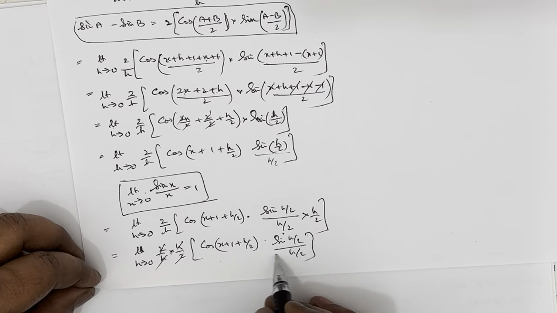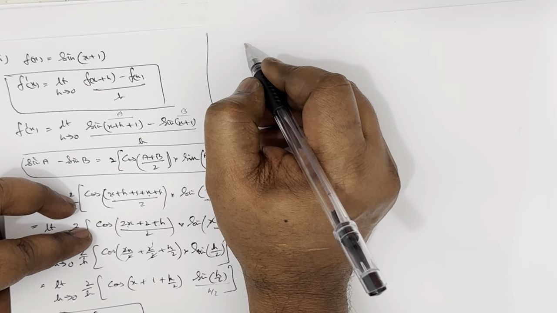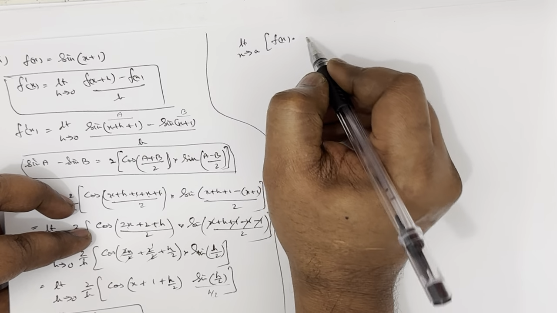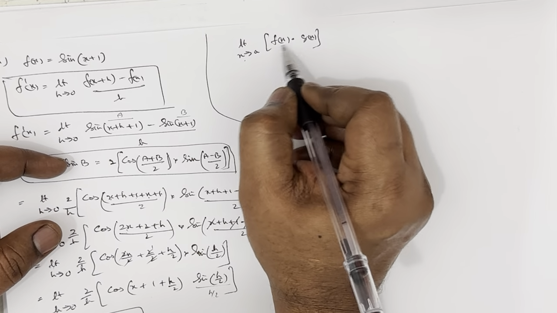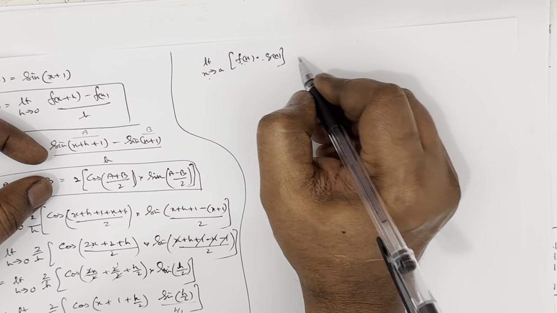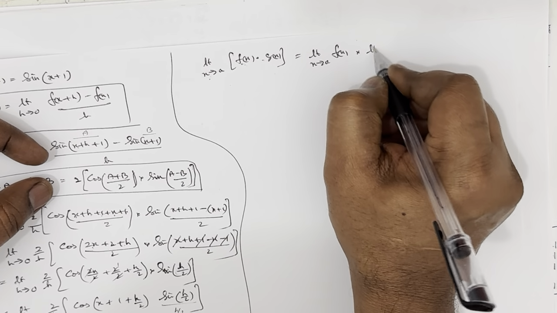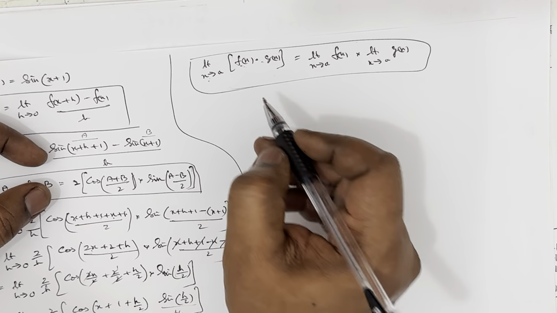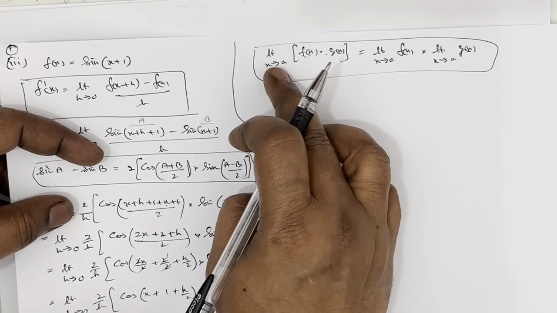Now you see these are two functions. Okay, so again we have a property, a theorem in the limits, algebra of limits, that is limit x tends to a of f of x multiplied by g of x. If two functions are multiplied, this is called the limit product rule. Okay, the limit can be distributed to the two functions, that is limit x tends to a f of x multiplied by limit x tends to a g of x. Okay, so now this is in this form. So let's distribute the limit to each separately.